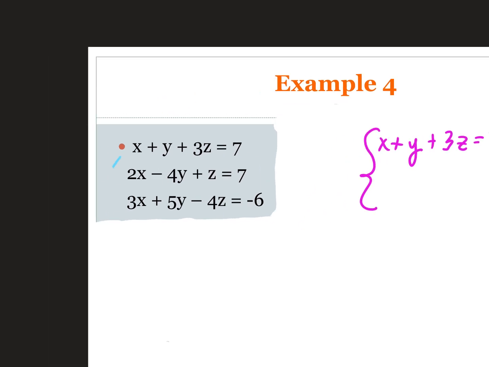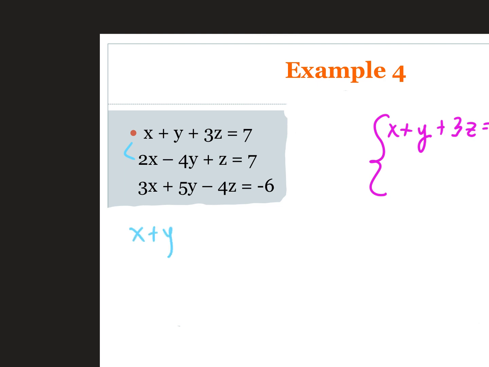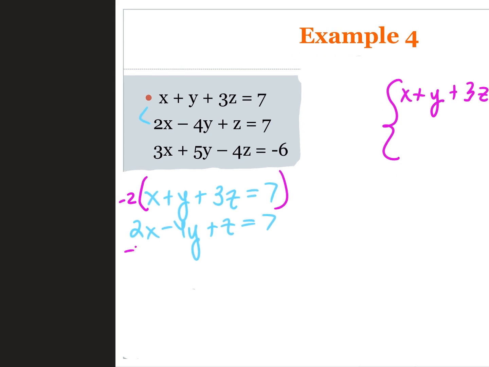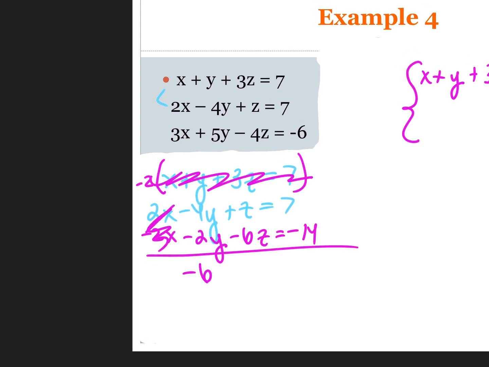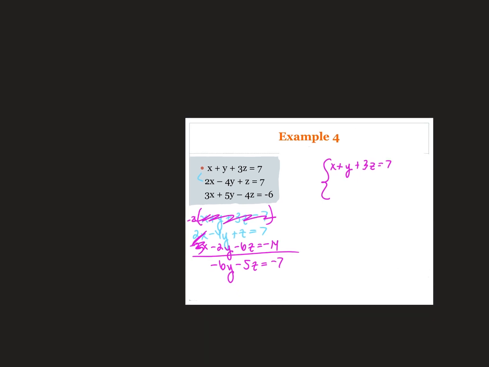So now I'm going to take equations 1 and 2 and eliminate my x's. So x plus y plus 3z equals 7. And then I have 2x minus 4y plus z equals 7. Now I want my x's to cancel out, so I need my top equation to be multiplied by negative 2. So negative 2 times x: negative 2x minus 2y minus 6z equals negative 14. So this is gone, and when we combine, my x's cancel, so I have negative 6y minus 5z equals negative 7. All right, cool.